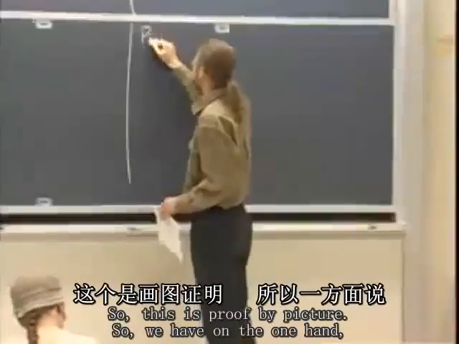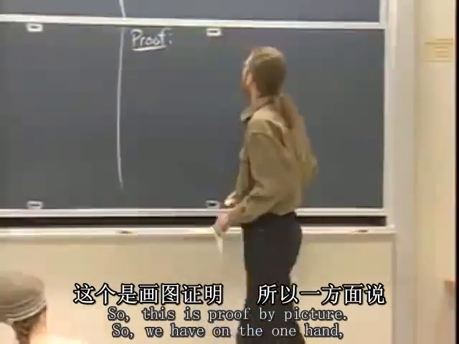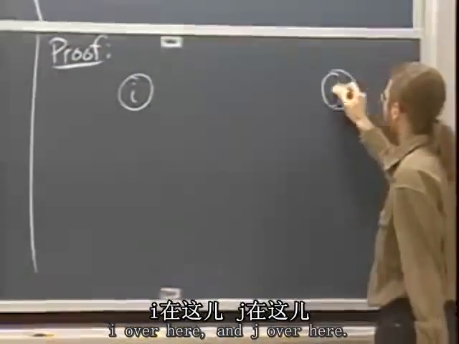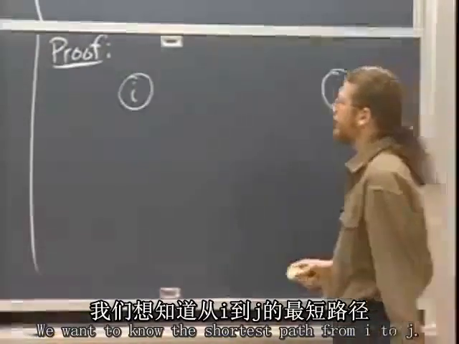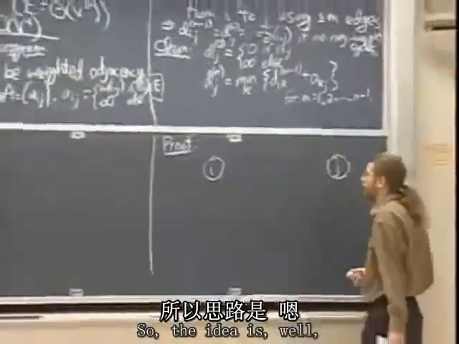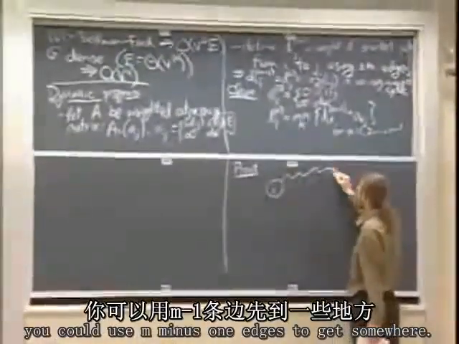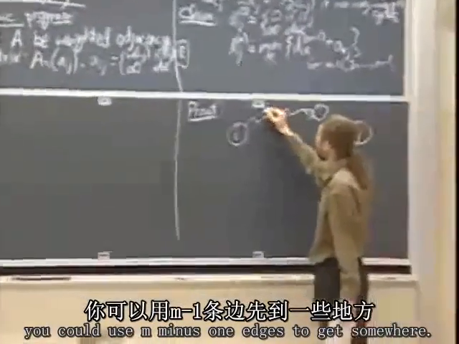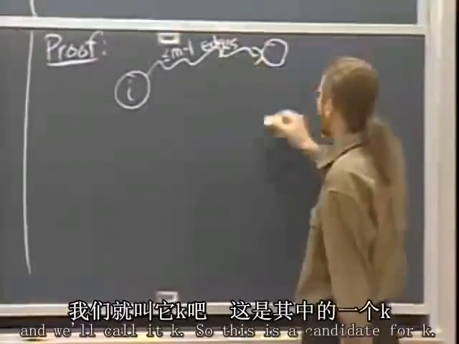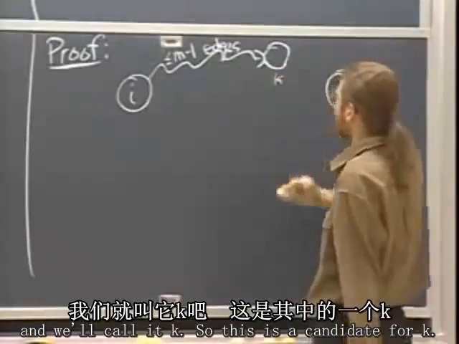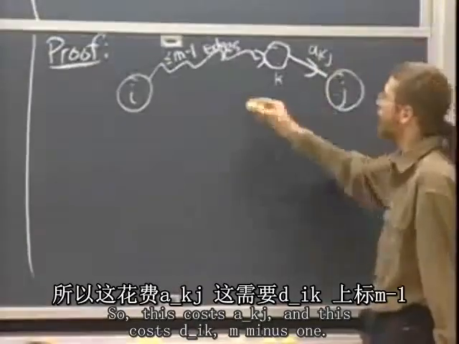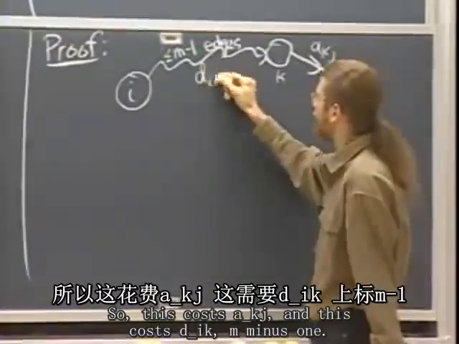So this is proof by picture. We have, on the one hand, i over here, and j over here. We want to know the shortest path from i to j, and we want to use at most m edges. So the idea is, well, you could use at most m minus 1 edges to get somewhere, some other place, and we'll call it k. So this is a candidate for k. And then you could take the edge directly from k to j. So this costs a_kj, and this costs d_ik of m minus 1.